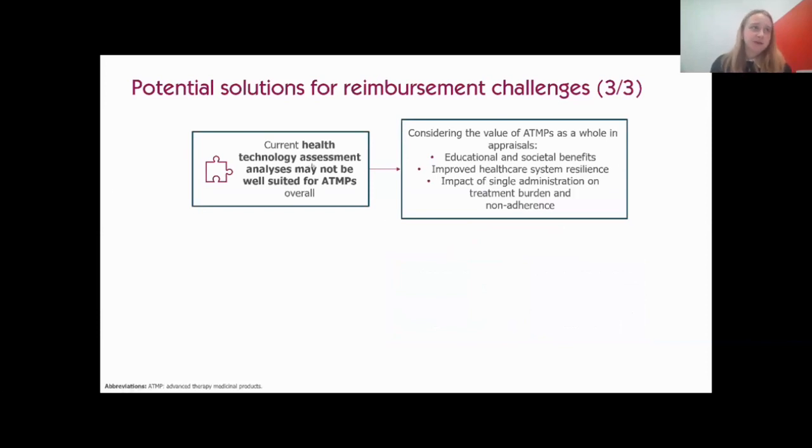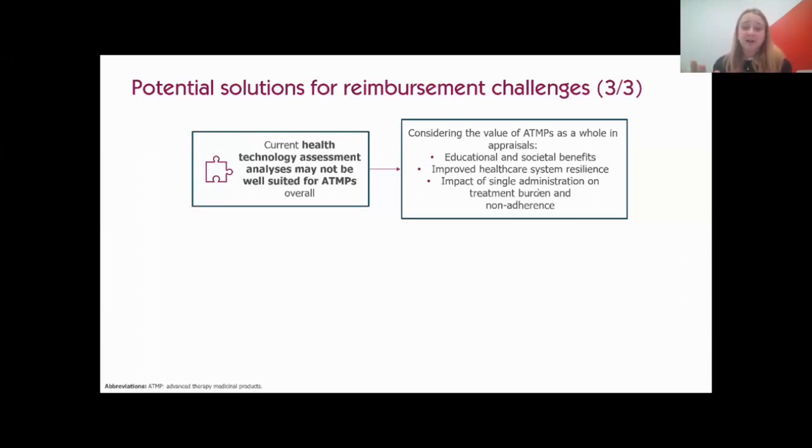So again, as we mentioned, current HTA analyses are not well suited for advanced therapies overall. So there are currently several initiatives to try to create new systems or new pathways for analyses for advanced therapies. And most of them are considering the value of advanced therapies as a whole in appraisals. So there's also educational and societal benefits beyond benefits directly to the patient. That includes things like the value of hope, alleviating caregiver burden, the lifetime burden of illness, and also just scientific value. So these are potentially transformative therapies, and reimbursing them and seeing how they work in real clinical practice will lead to improvement of them and more data about what's working and what isn't, which can lead to the development of even more effective gene therapies in the future.